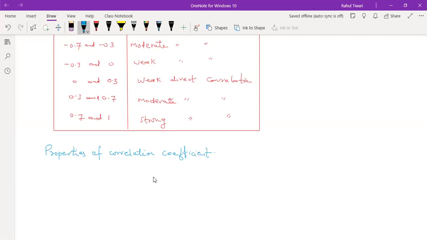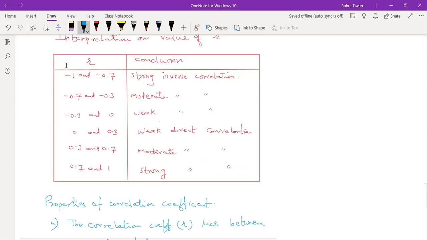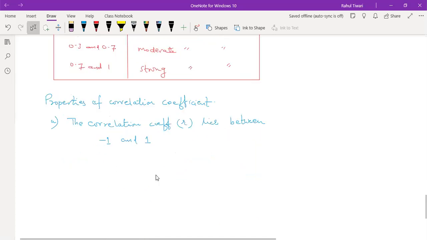The first property: the correlation coefficient, that is called r, lies between -1 and 1. If you just look at the above interpretation, from where to where? -1 to 1, right? This you have to prove. So how to prove?